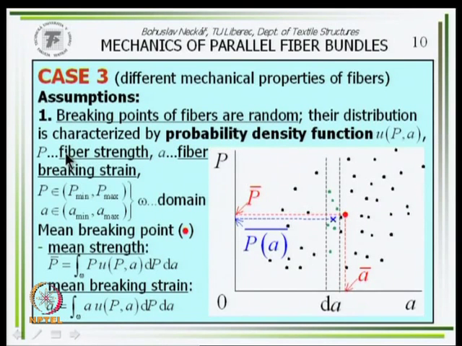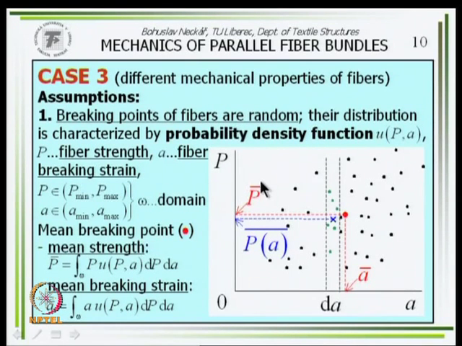Symbols which we will use: P is fiber strength, A is fiber breaking strain. Let's imagine that P is from some interval from P min to P max, and A is from some interval from A min to A max. To write it in a shorter form, this domain we will call by the symbol omega. Omega means P from the interval P min to P max, A from the interval A min to A max.